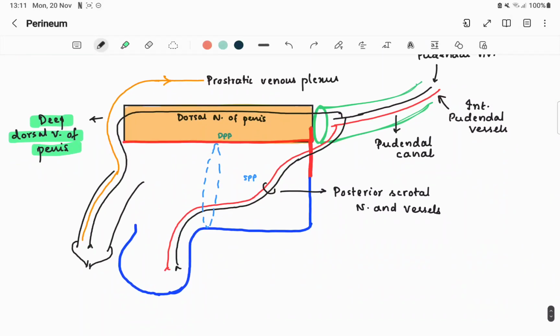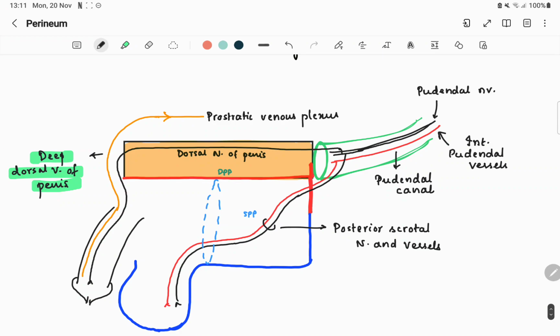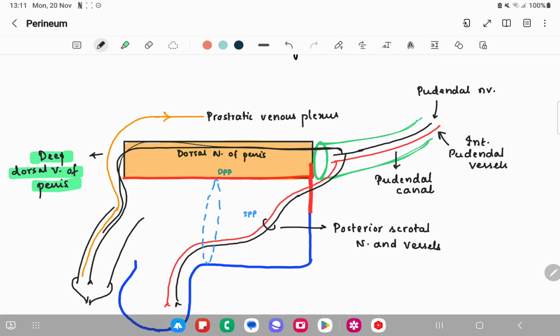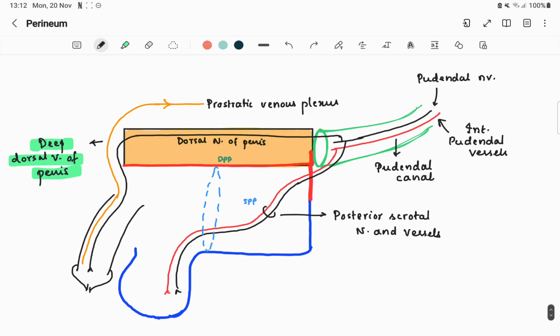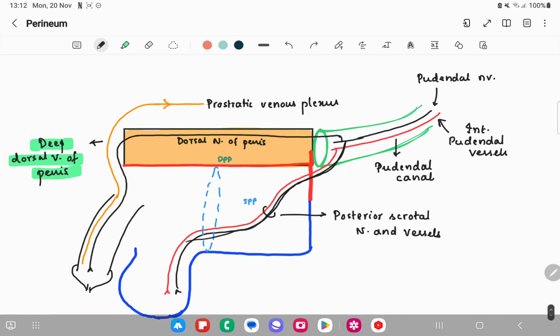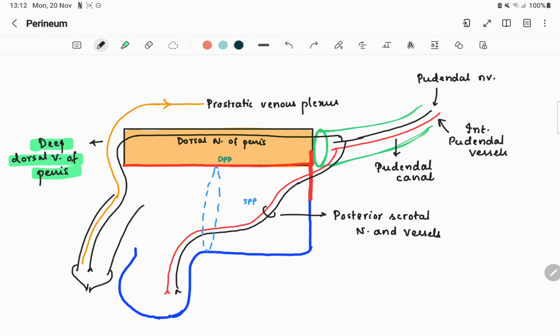The pudendal canal is present just posterior to the deep perineal pouch. Okay, what are the structures of the pudendal canal? You have the pudendal nerve, which is dividing into two branches, one continuing as the dorsal nerve of the penis, going up to the glans. Another structure is the posterior scrotal nerve. The pudendal nerve also gives this branch, which will run into the scrotum.